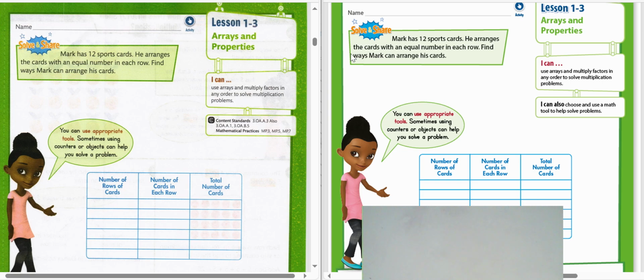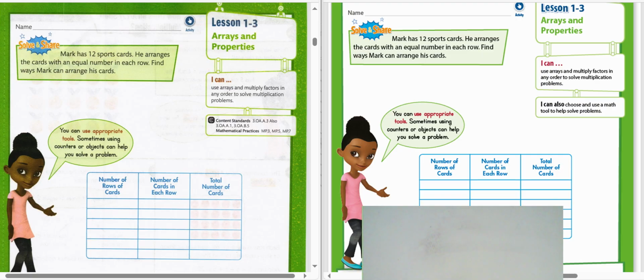Grade 3. Today we'll explain from your book, lesson number 3, unit 1, arrays and properties. We have properties about multiplication, like if you write 3 product by 2, it's equivalent to 2 product by 3. We call this the commutative property. We can replace the places of the 2 digits.